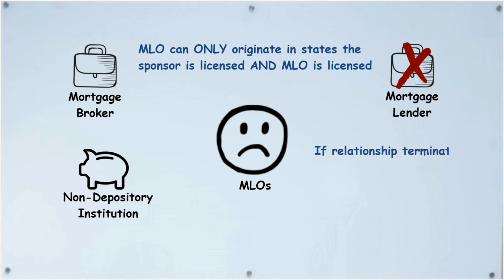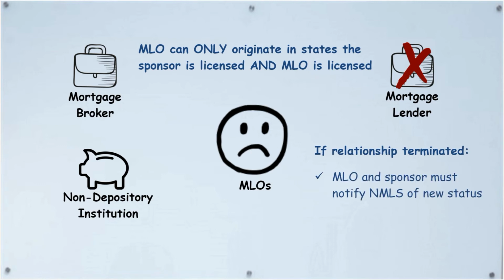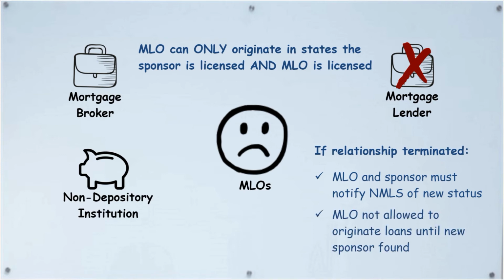If for some reason the relationship between an MLO and the sponsor is terminated, both the MLO and the sponsor are required to notify the NMLS of the change in status. The MLO is not allowed to originate loans until the MLO finds a new sponsor.